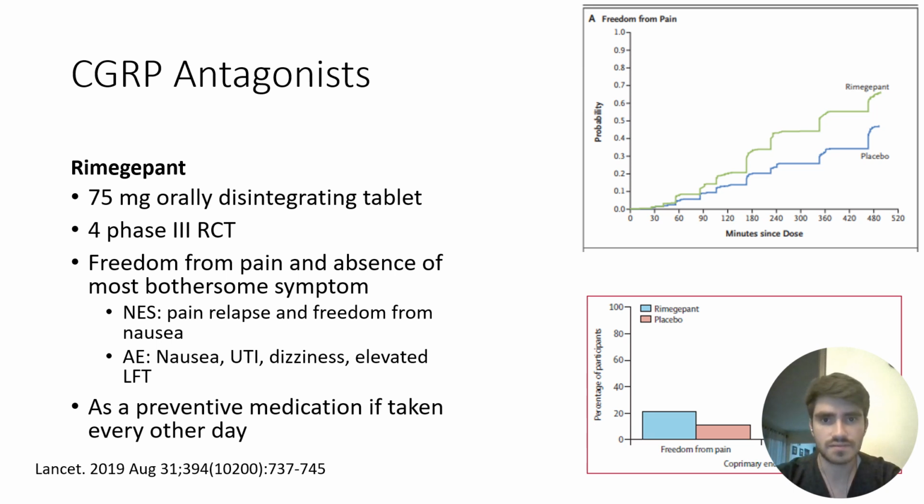Now, rimegepant, which is sold as a 75 milligram disintegrating tablet, has been analyzed in 4 different phase 3 studies, and the results have been pretty promising. The first 3 studied the use of this medication as an abortive treatment, and a 4th study, carried out in 2021, studied its use as a preventive medication when taken daily. The 4 studies showed positive results, and this means that we can use this medication either as an abortive medication or as a preventive medication.